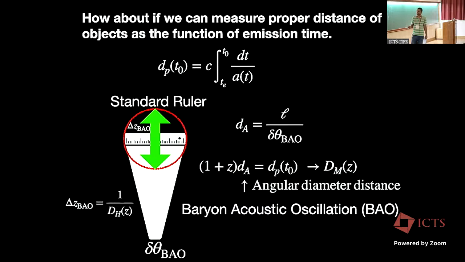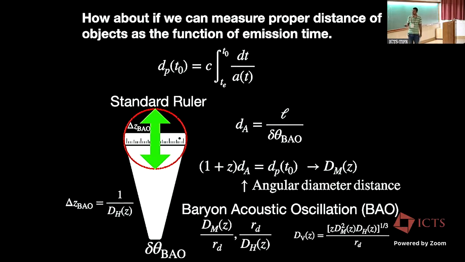And then that will give you what we call DH of z. All right, so the DH of z and DM of z is what you can measure as a part of angular diameter distance, or you can also measure the isotropic part of it, which is DV of z.